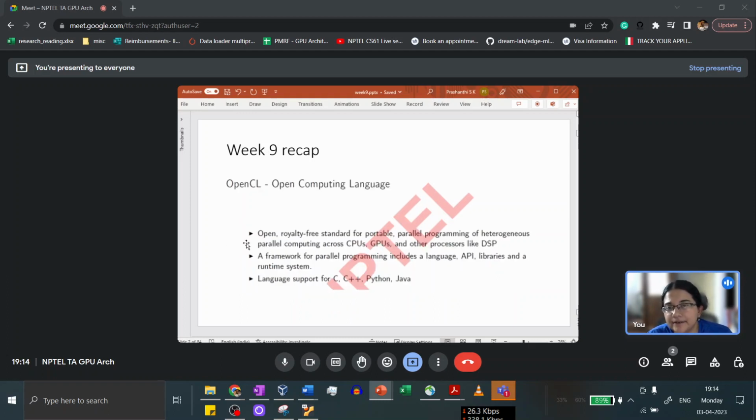Coming particularly to OpenCL, it stands for Open Computing Language. As the name says, it's open and royalty free, and it is meant for portable parallel programming of heterogeneous platforms, across CPUs, GPUs and even other things like DSPs. This includes a language, API, libraries and a runtime system, and it has support for C, C++, Python and Java.